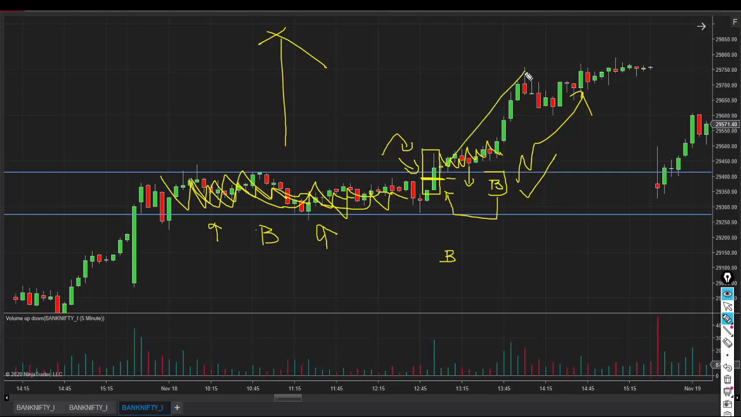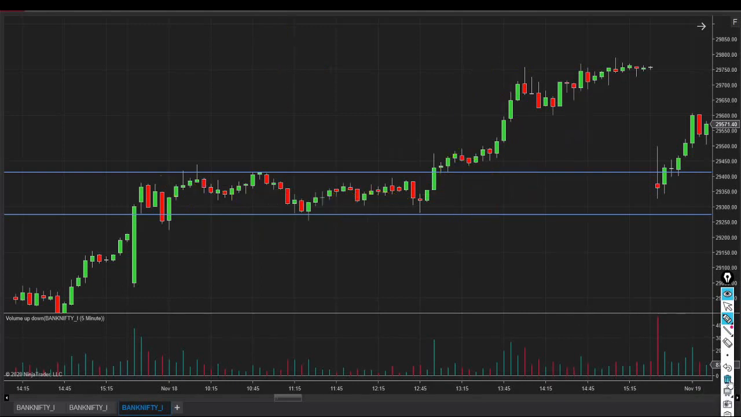And look at this, 250 to 300 points move in just less than 1 hour. And once our pattern clearly got developed, a 250 points move in 25 minutes has developed in Bank Nifty. Clear?